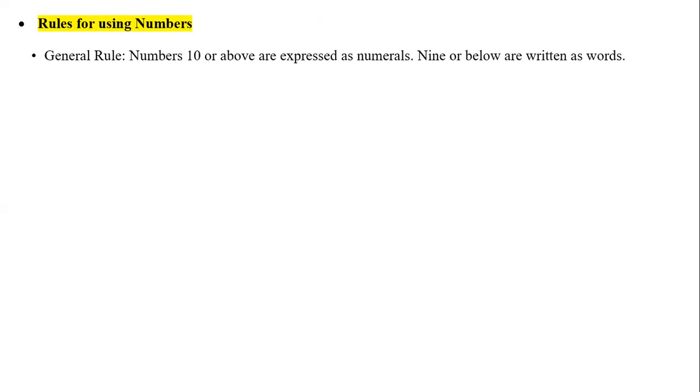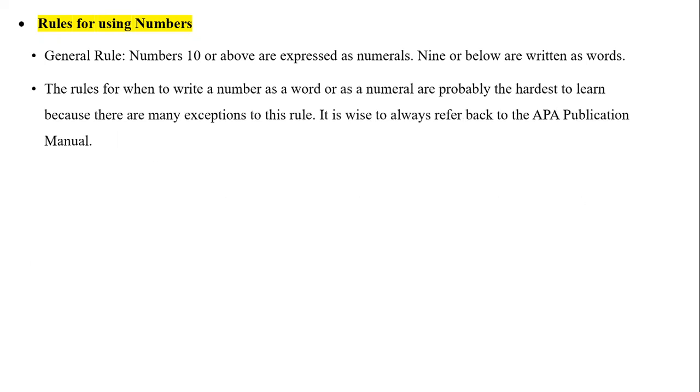There are following rules if you are using numbers in your thesis. The first rule is numbers 10 or above are expressed as numerals, and below 10 they should be written as words. The rules for when you write a number as a word or as a numeral are probably the hardest to learn because there are many exceptions to this rule. It is wise to always refer back to the APA publication manual. There are exceptions to the general rule.